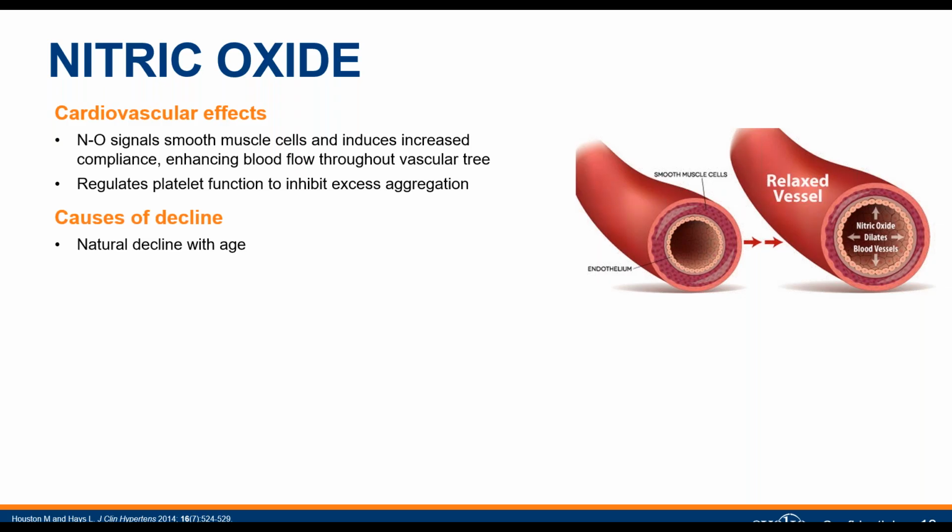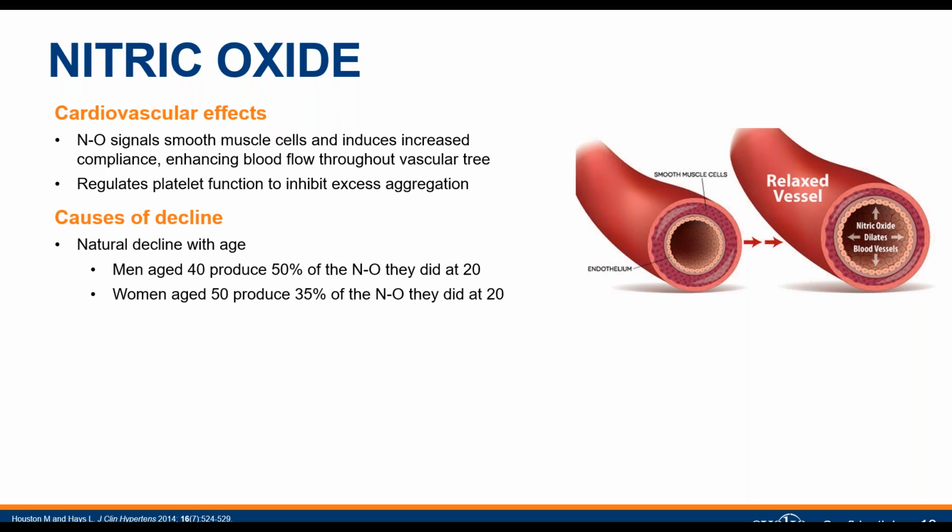And notably, nitric oxide tends to decline due to a couple of different things. The first is a natural decline with age. It's just a fact. It is what it is. Men that are 40 are producing half of the nitric oxide they did at age 20, and women age 50 are producing 35% of what they did at age 20. So this is something that just naturally drops off with age.